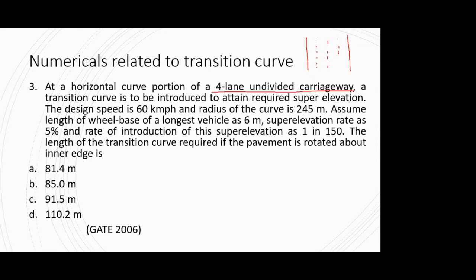Now these 4 lanes can be used in any way, that is, 2 in up direction, 2 in down direction or so. Okay. So that's a 4-lane undivided carriageway. Then a transition curve is to be introduced to attain the required superelevation, and now they have given the design speed V as 60 kmph, radius 245, and they have told us to assume the wheelbase of the longest vehicle as 6 meter. So that's the small l value. Then superelevation rate is 5%, and rate of introduction of superelevation is 1 in 150.